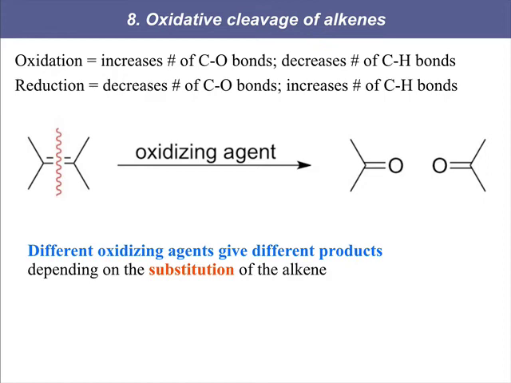Now, in general chemistry, you learn about oxidation and reduction. Oxidation is losing electrons. LEO says GER, right? Lose electrons is oxidized. Gain electrons is reduced. LEO says GER. Or OIL RIG. Oxidation involves loss of electrons.